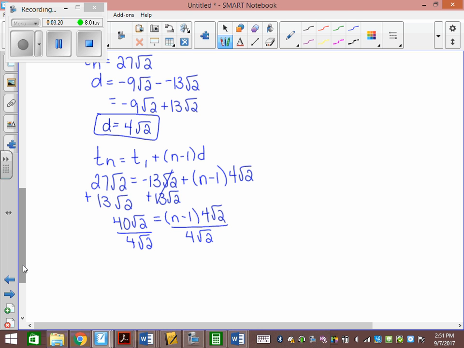If we treat that root 2 just like it's an x, what if I had 40x divided by 4x? What would you tell me it is? 10, right? It's the same thing here. 40 root 2 divided by 4 root 2 is 10. The root 2's cancel, and 40 divided by 4 is 10, just like x's would be. And we add our 1, and n equals 11.